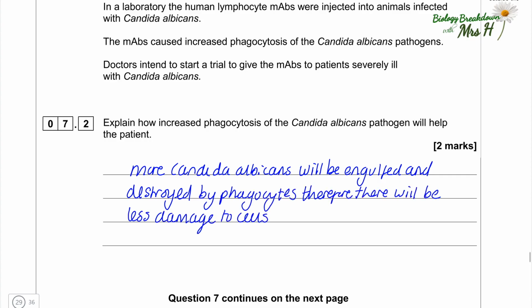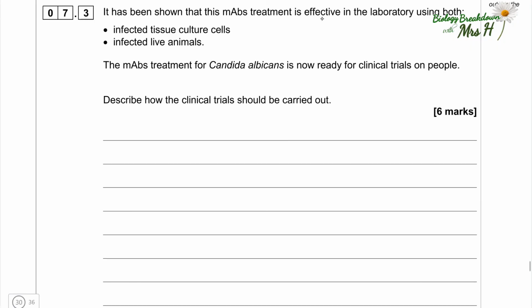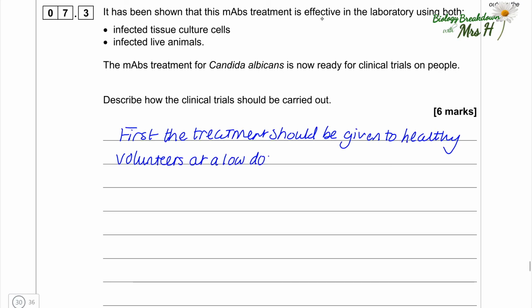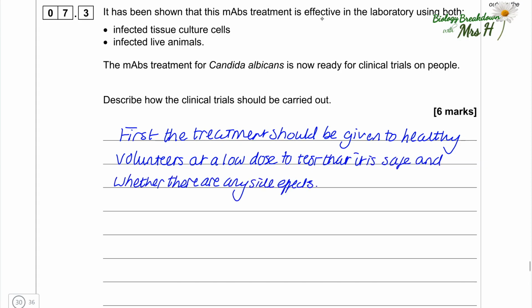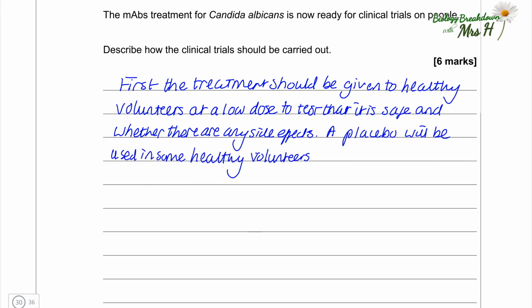It has been shown that this monoclonal antibody treatment is effective in the laboratory using both infected tissue culture cells and infected live animals. The monoclonal antibody treatment for Candida albicans is now ready for clinical trials on people. Describe how the clinical trials should be carried out. So first, the treatment should be given to healthy volunteers at a low dose to test that it is safe and whether there are any side effects. A placebo will also be used in some healthy volunteers so that the results can be compared.